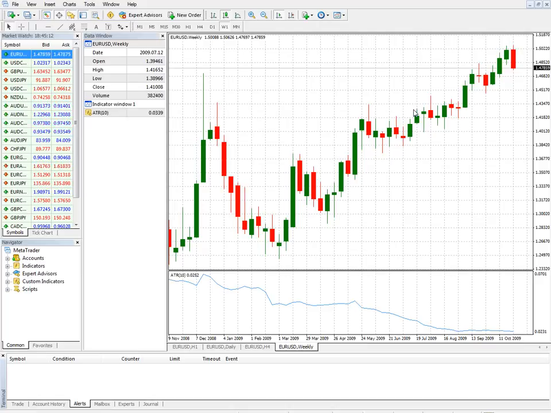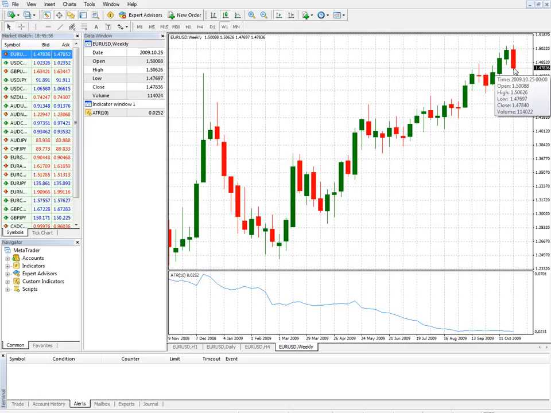Now, the average true range is the average of the true range. And the true range is described as the greatest of one of the three of the following: the difference between the current high and the current low, and that's commonly called simply the range. The difference between the current high and the previous close, or the difference between the current low and the previous close. Whichever one of those is greatest is the value that we'll get.